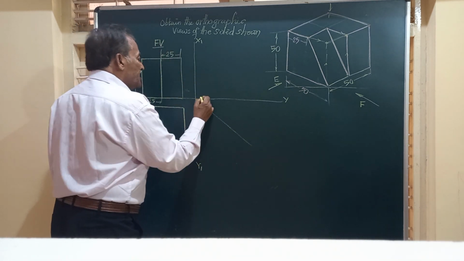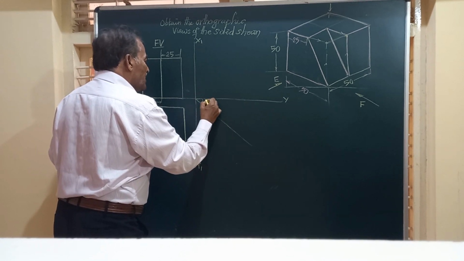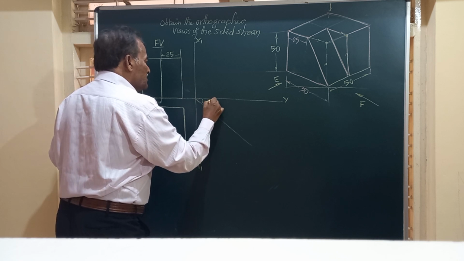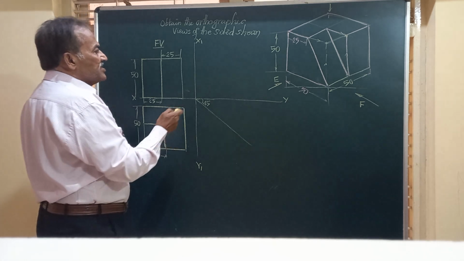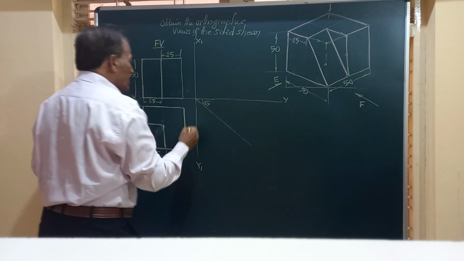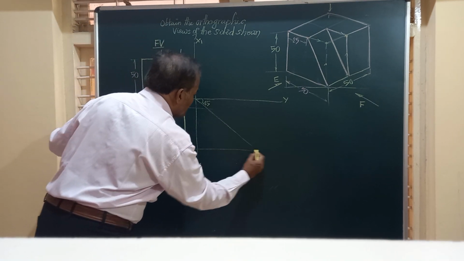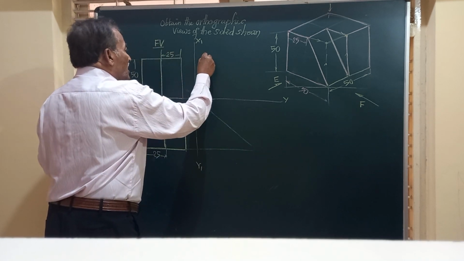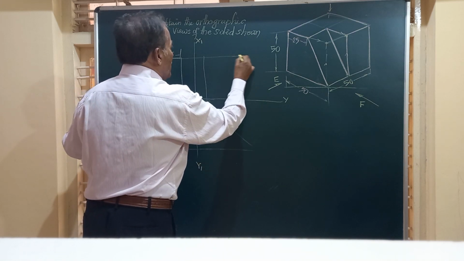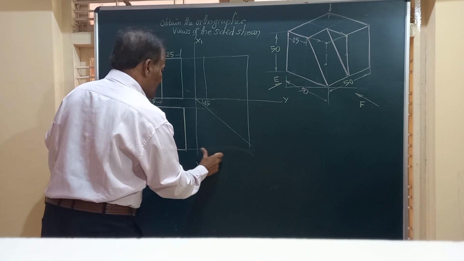Friends, for drawing the end view, you draw a line x1, y1 perpendicular to xy and at an angle of 45 degrees here. Friends, we are going to get in the end view, in the direction of P, another rectangular box. So let me project this and obtain the side view or end view of the box. So it is going to be a box, a square having the same 50 by 50.